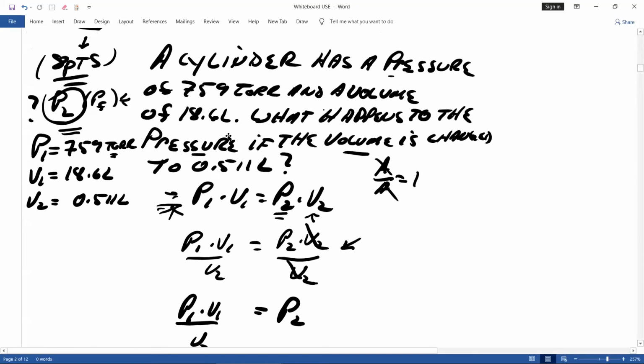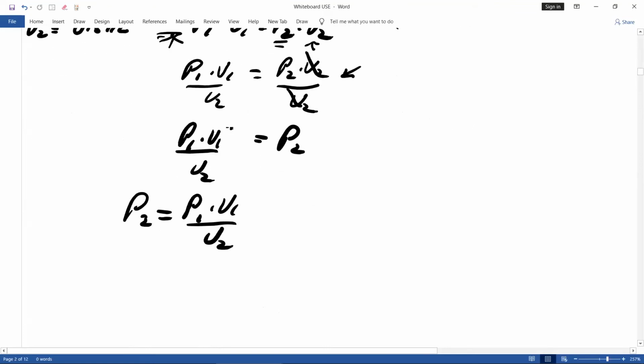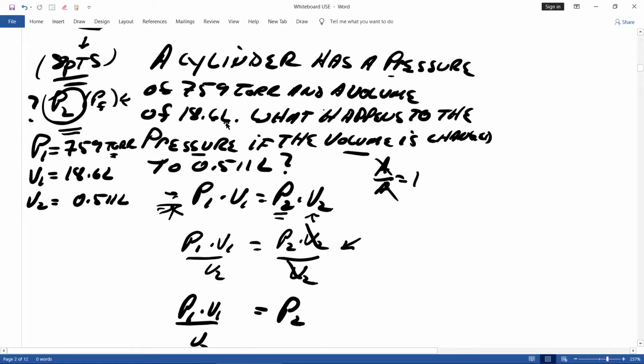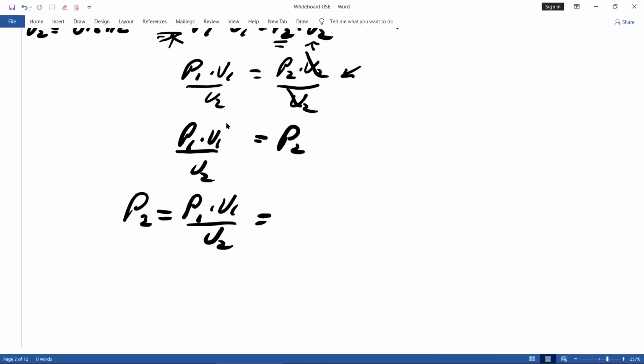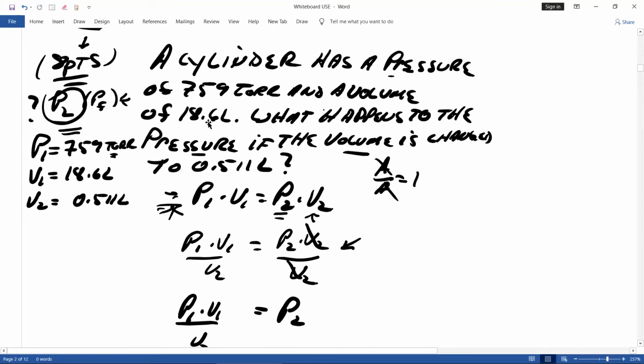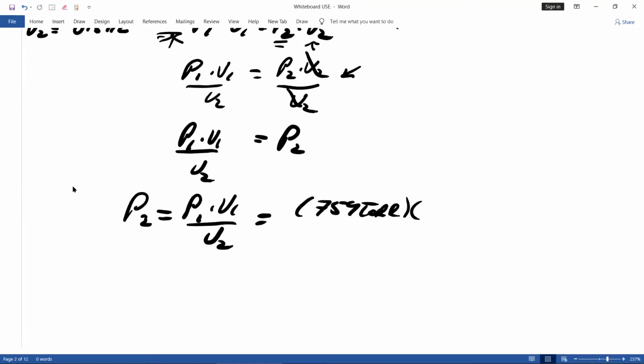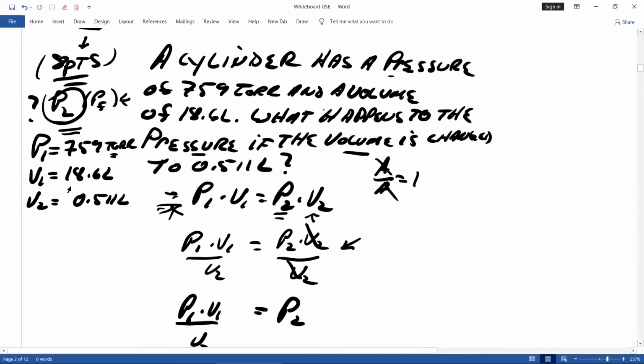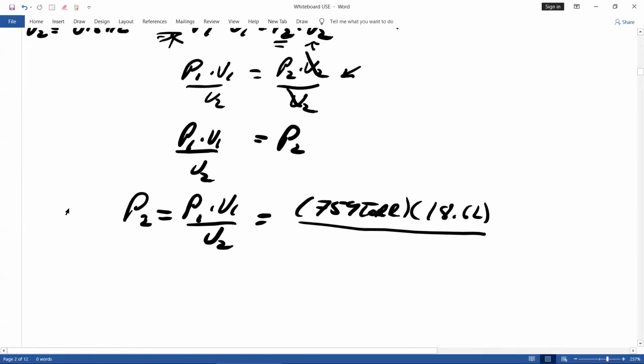What's P1? Well, we took the time to figure out: 759 torr. What's V1? 18.6 liters, because we took the time to figure that out. And what's V2? 0.511 liters.